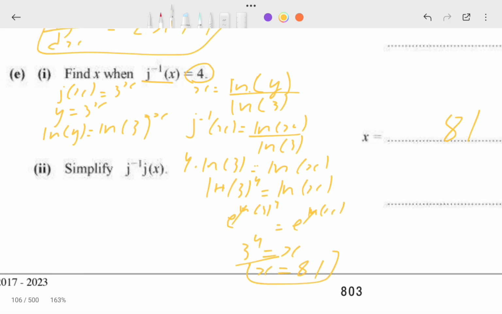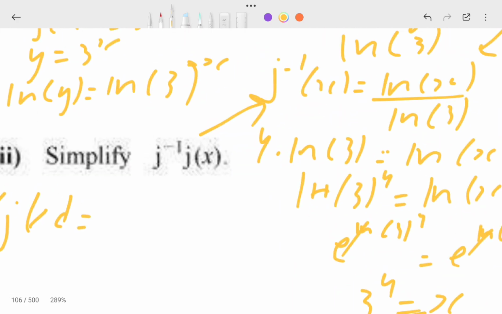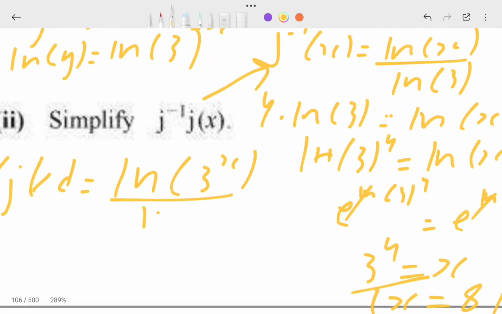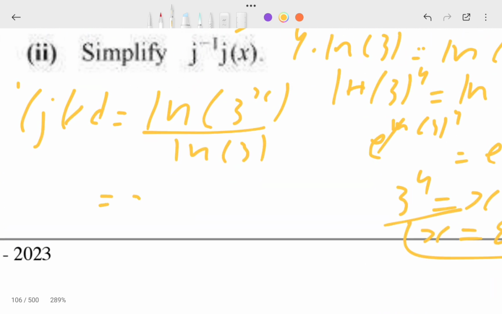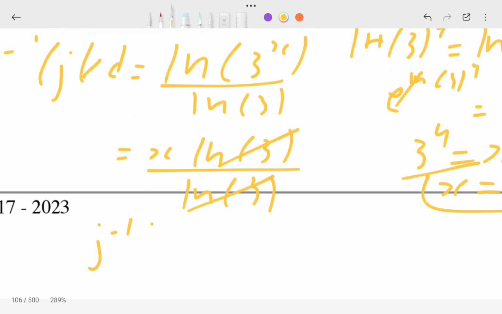Okay, so simplify j inverse of j(x). So j inverse of x, we find this. So in the x value we need to put j of x. So j inverse of j(x) will be equal to ln 3 power x over ln 3. Now x multiplied by ln 3 divided by ln 3, so this will cancel out. So we know that j inverse of j(x) will be equal to x.